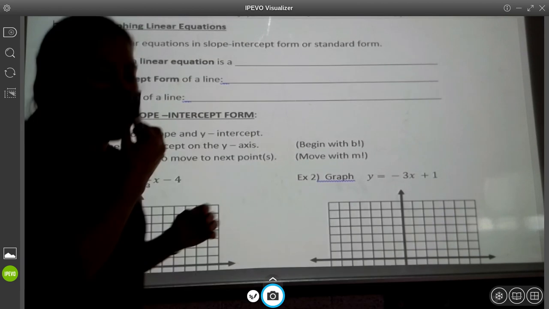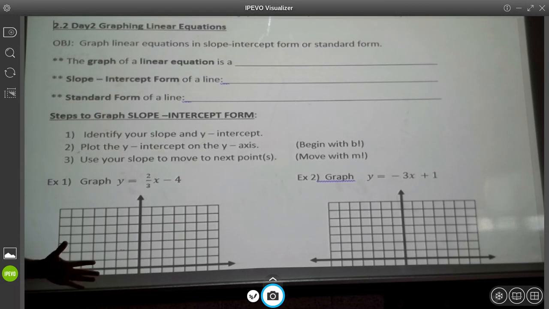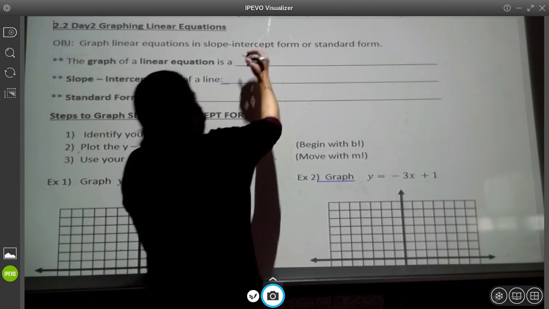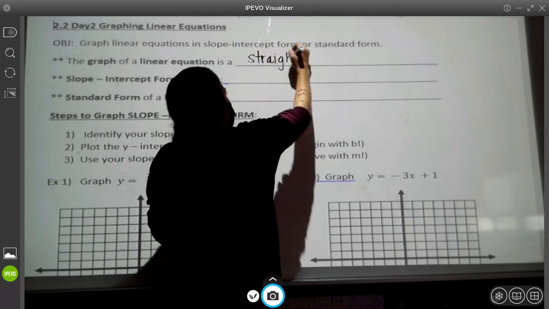All right, so we are graphing linear equations. I want you guys to remember that the graph of a linear equation is always a straight line. If you don't get a straight line, you didn't graph it right. It is a straight line. That's why they're called linear equations.